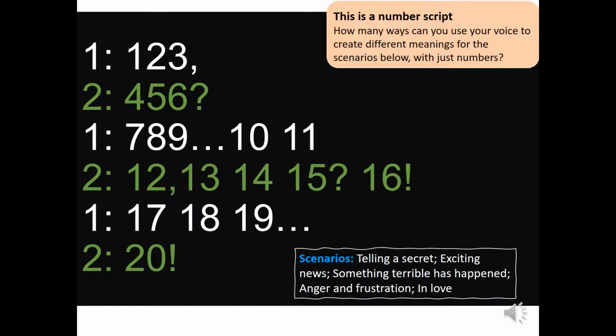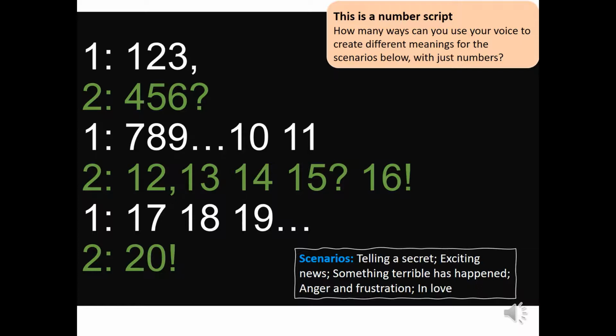This is a number script where the only words that you can use are numbers, but how many different ways can you use your voice to create different meanings with just numbers? So there are 5 scenarios. There's telling a secret, exciting news, something terrible has happened, anger and frustration, or in love.